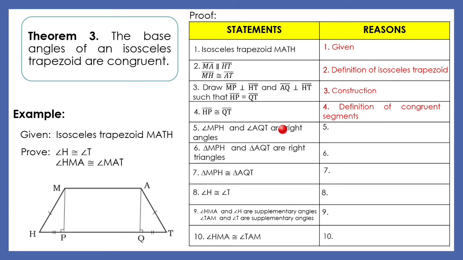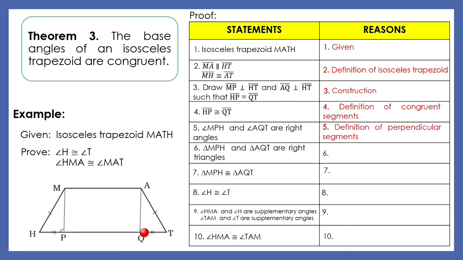For statement number 5, we have angle MPH and angle AQT are right angles. So, this is our angle MPH, while angle AQT, this is the angle. They are right angles. So, ano yung reason natin bakit they are right angles? By the definition of perpendicular segments.